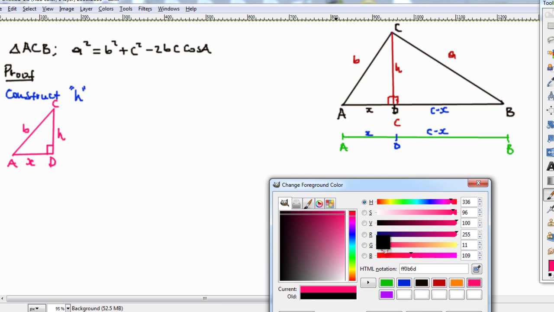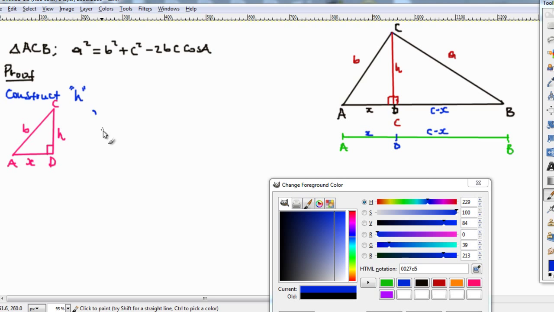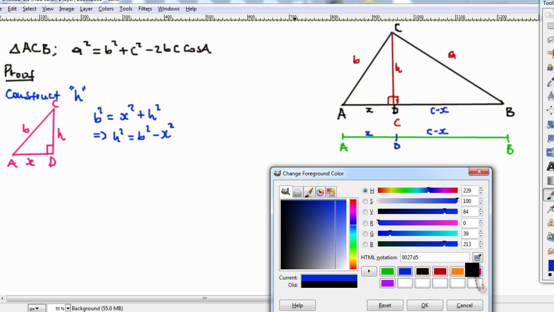If we apply the Pythagoras theorem there, it says b squared, which is the hypotenuse, should be equal to x squared plus h squared. And then if we make h squared the subject, this implies that h squared is equal to b squared minus x squared, because x squared transposes with a negative sign. Okay, now this is h squared from the right angle triangle ACD.